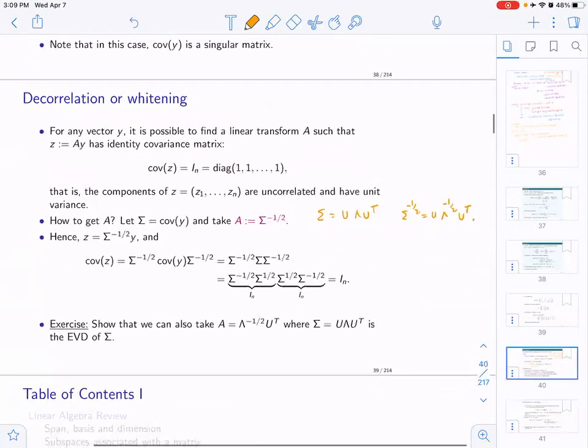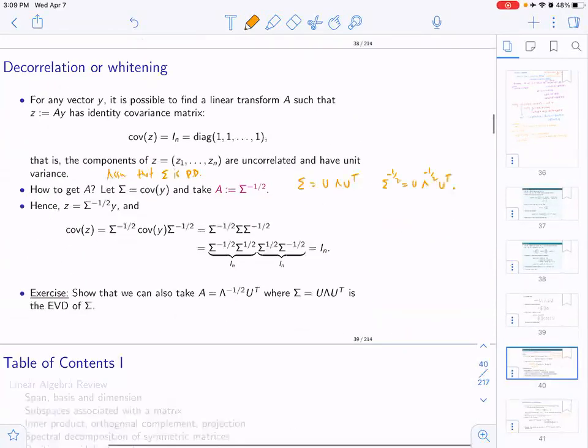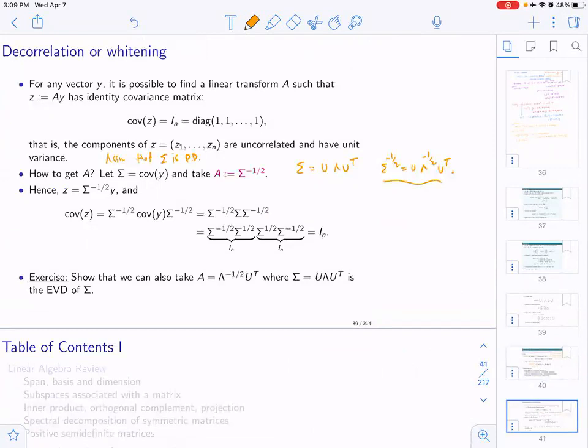So assume that sigma is positive definite, which means we are not in this pathological case. So the matrix is invertible. Then I can form this matrix. And the idea then is that the solution of this problem is this matrix. So sigma minus 1/2 Y would have covariance identity always. So that's how I can make a vector whose covariance is identity.